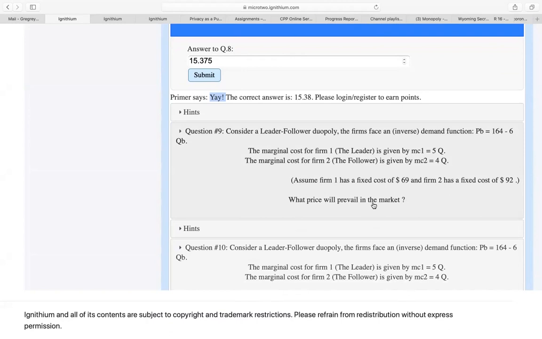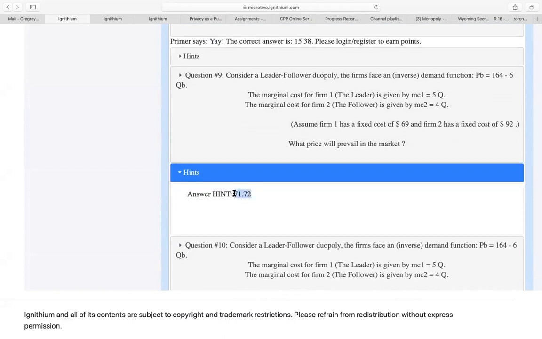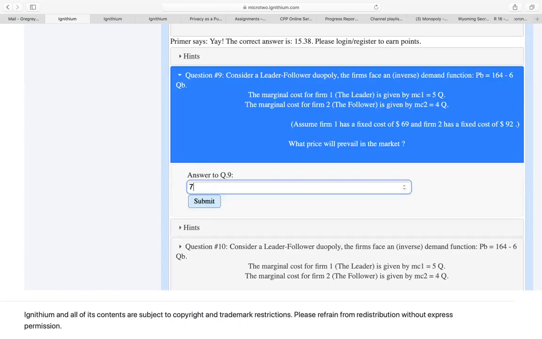And let's see. How about Michael Barbe? You want to tell us what the market price should be? I got 71.75. Okay, yeah. And if we put your answer in there, I mean, again, the 71.75.